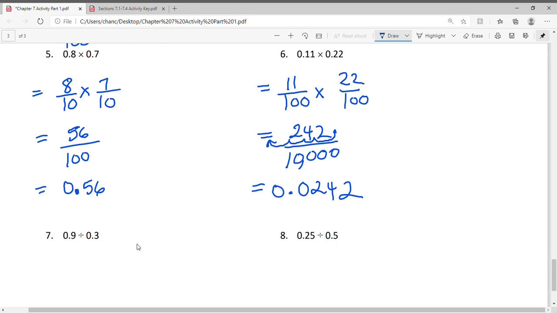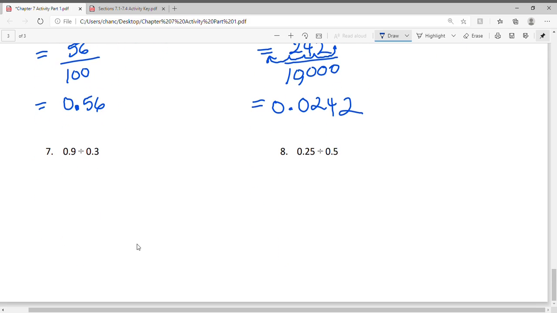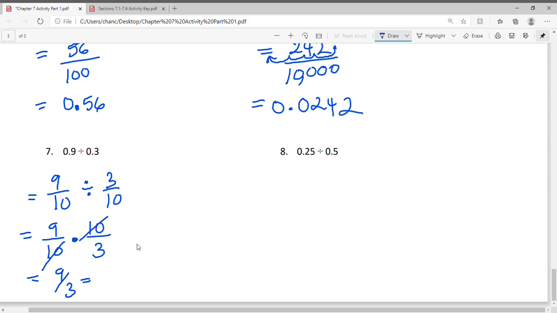Let's see how division works. For question 7, we have 9/10 divided by 3/10. Well, to divide fractions, we got to keep the first fraction the same. Change this to a multiplication. Flip it over. So that becomes 10 over 3 now. The 10s, they divide out. And this is 9 over 3, but that's equivalent to 3. So this is pretty quick with fractions.